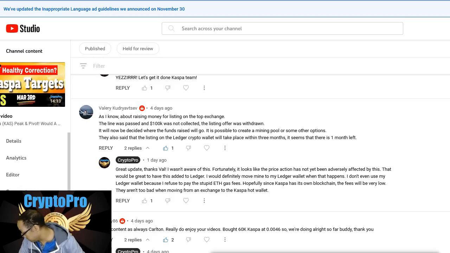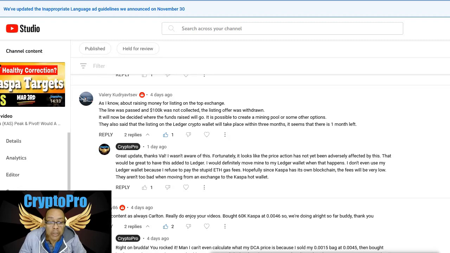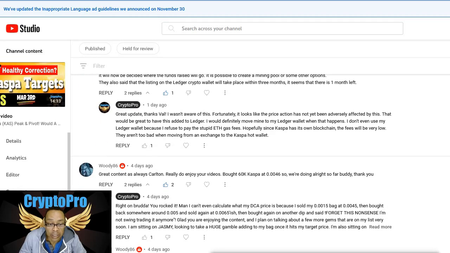I've got a Ledger wallet somewhere buried on my desk, and I don't ever use it because I don't want to pay the ETH gas fees to move my tokens. A token is something that resides on someone else's blockchain. Like, say, ACH is a token because it's on the ERC blockchain. ERC20 tokens reside on the Ethereum blockchain. But Kaspa has its own blockchain, which, as we know, is a block DAG. So hopefully, if we have the ability to move to the Ledger, we'll only be paying the fees that would be necessary to move it within our own blockchain, and ETH won't be involved.